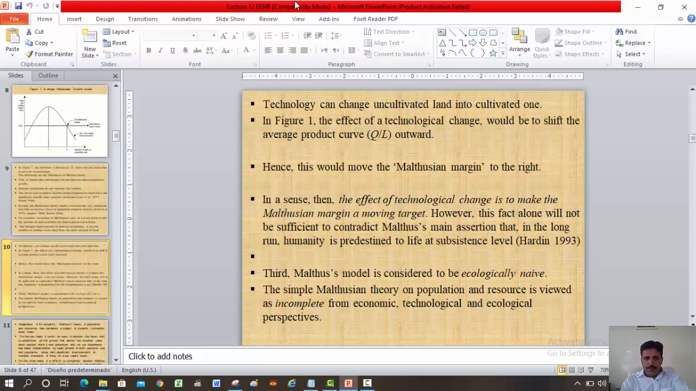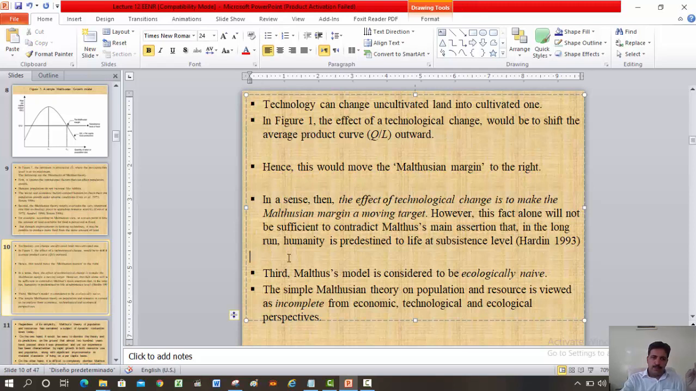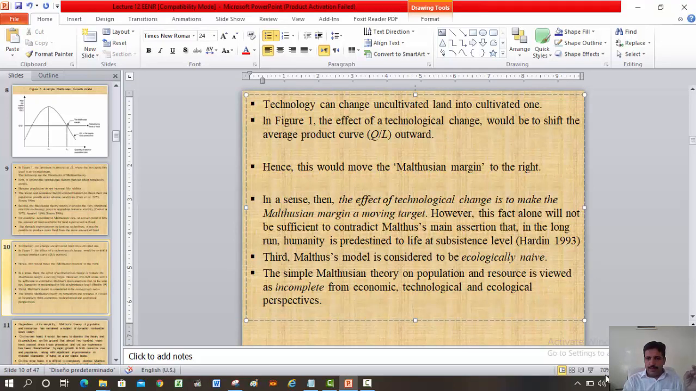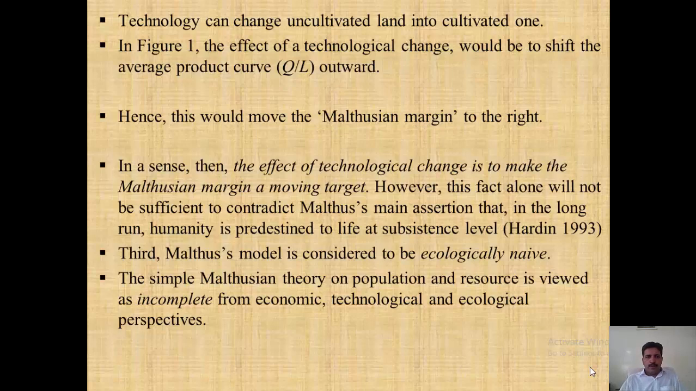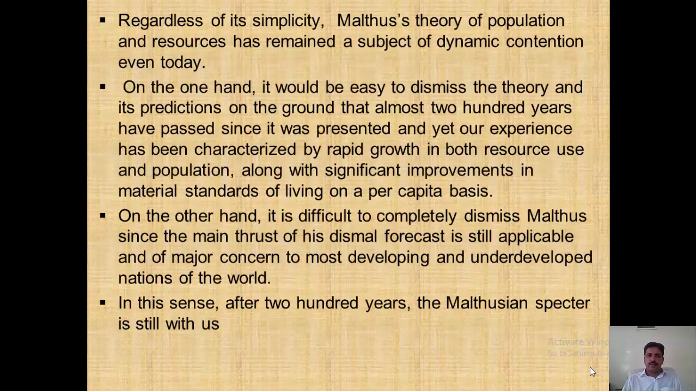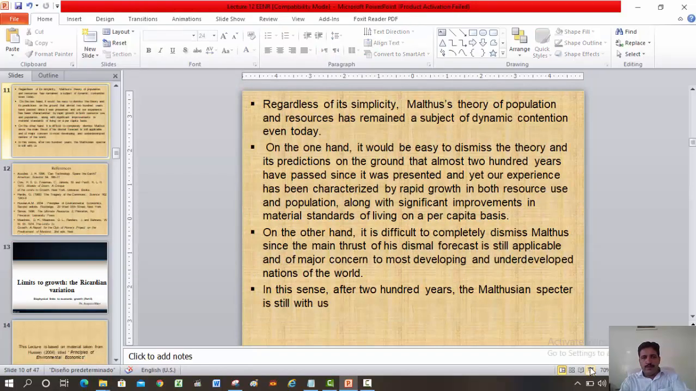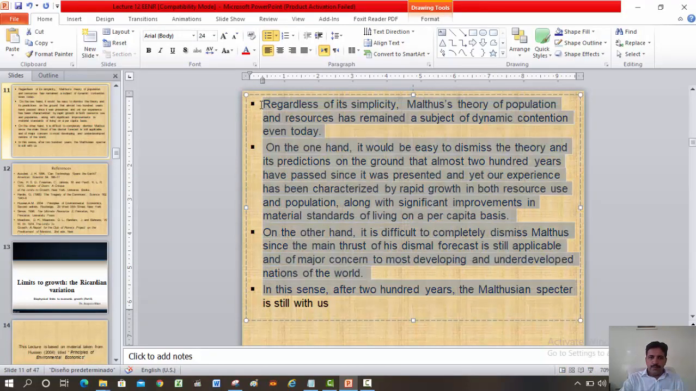The third objection, the third criticism of the Malthus theory, is that the Malthus model is considered to be ecologically naive, as incomplete from economic, technological, and ecological perspectives. Regardless of its simplicity, it's no doubt that the Malthus model is a very simple model.